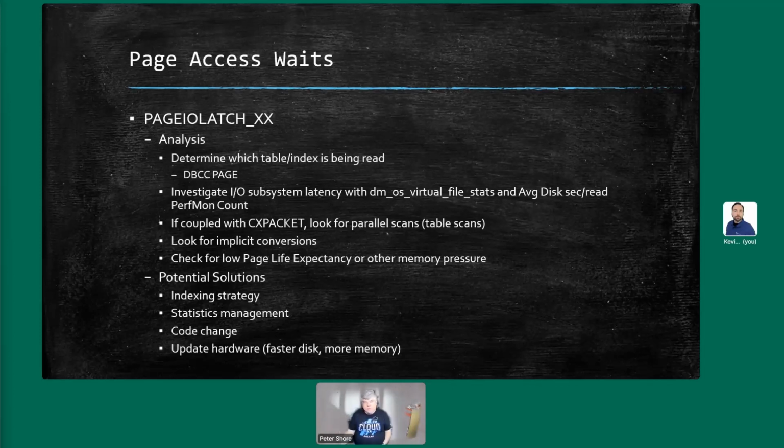So look for those implicit conversions, because with an implicit conversion, SQL Server can't really optimize the plan and look at all of the things in terms of indexing and statistics to make it a better plan. We can also check for page life expectancy or the memory pressure, because we're going to see some page IO latches with that churn of pages being pushed out and back and then having to be read, or other pages having to be read. So we can check for that.